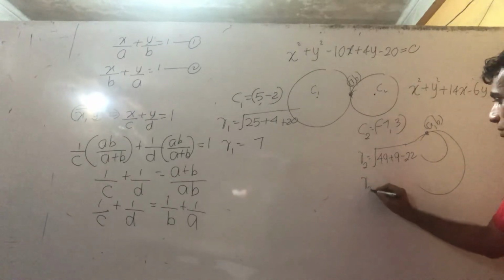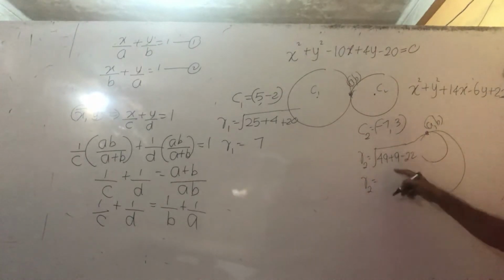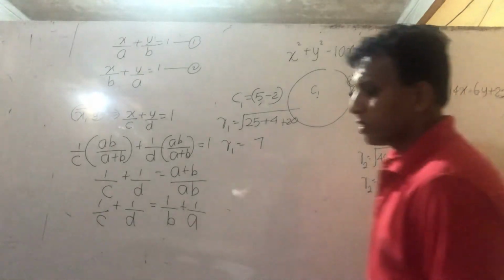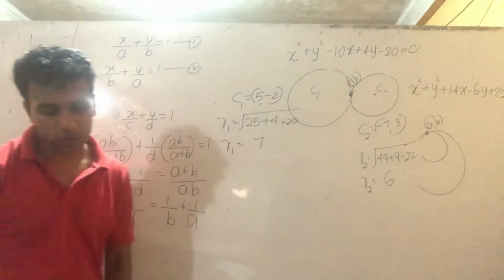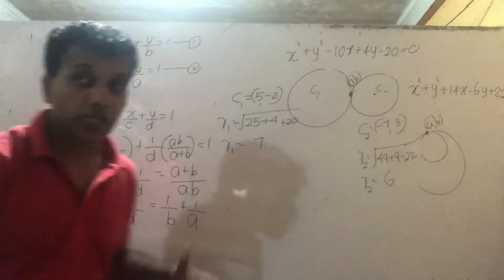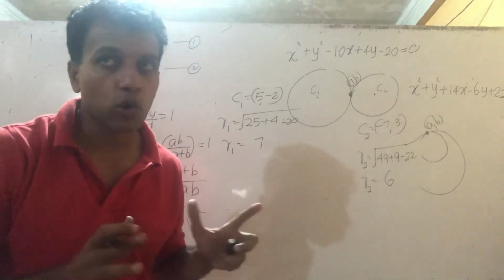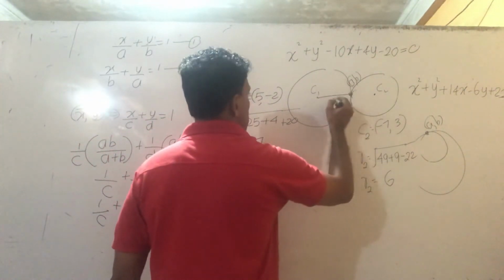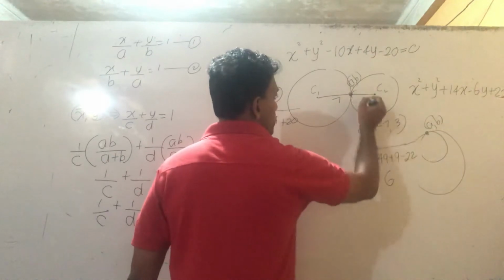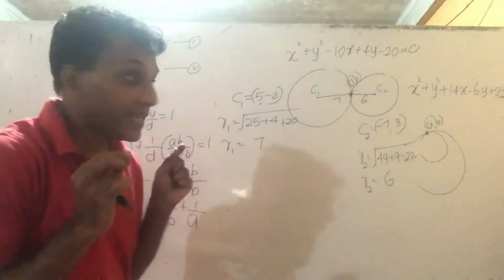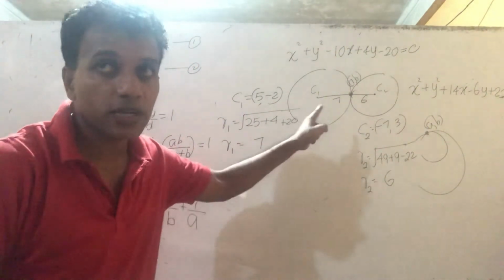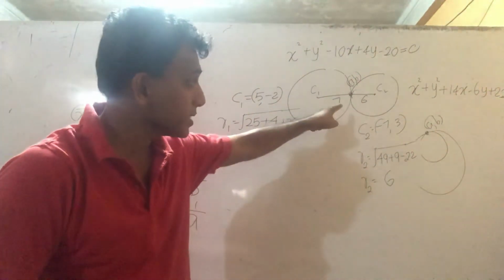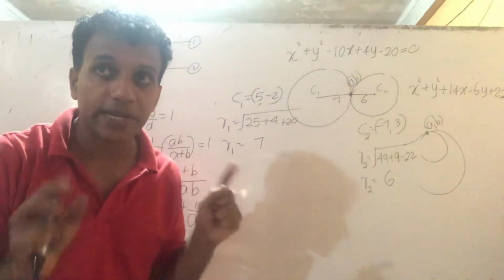So what is the answer? Simplify this: 36, the square root is 6. Check with me, the radius of this second circle is 6. So still I don't know if it touches internally or externally. Now we check. This radius is 7, this radius is 6. Therefore, if it touches like this, the distance between the centers is 13.